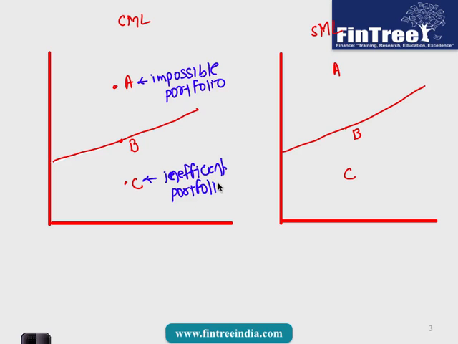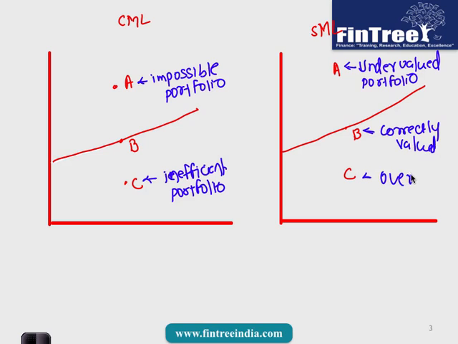But when you are on SML, on the x-axis you have beta, and on a risk adjusted basis, B gives you the return that is required, A is giving you a return which is more than required, and C is less than required. So A is said to be an undervalued stock or undervalued portfolio. B is correctly valued, and C would be overvalued. So remember this, there could easily be a theory question revolving around these points.